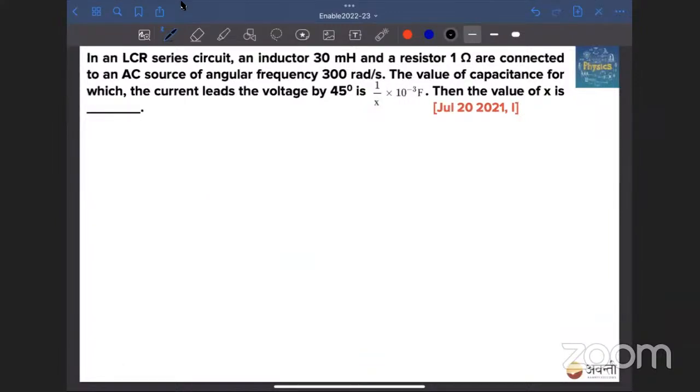Next question. Please read the question, 20 seconds. Quick. And you can also try. If you have confidence, you try.